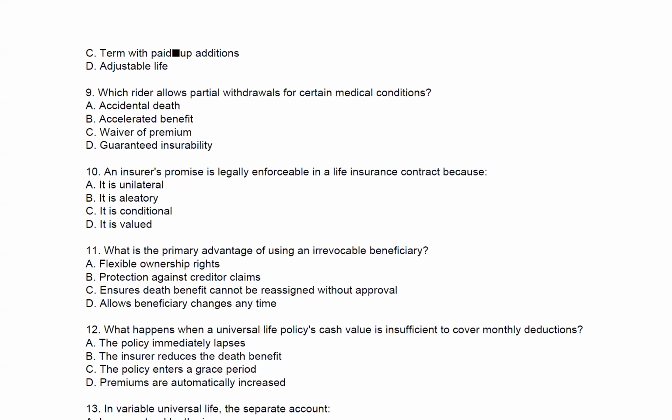Accelerated benefit is also known as living benefits, meaning, because life insurance typically just pays a death benefit, but in certain cases they have riders that will pay a living benefit, meaning they pay you before you die. Got it? So sometimes look for the word living benefit.